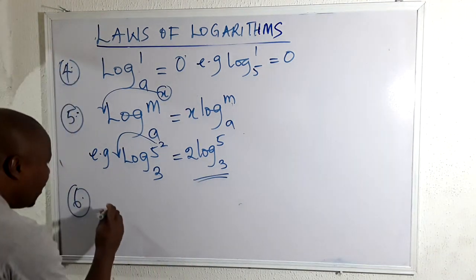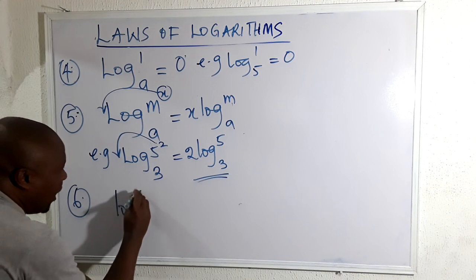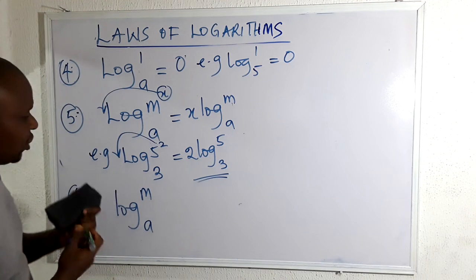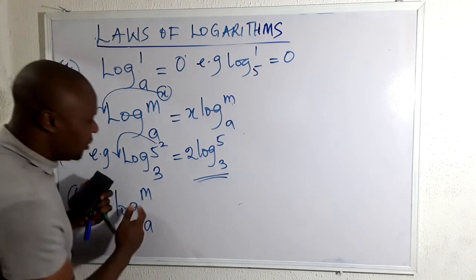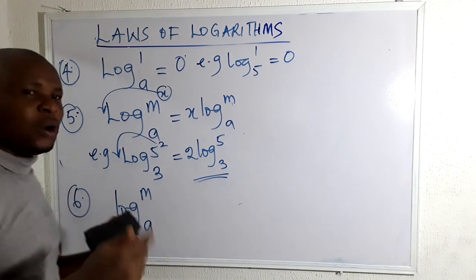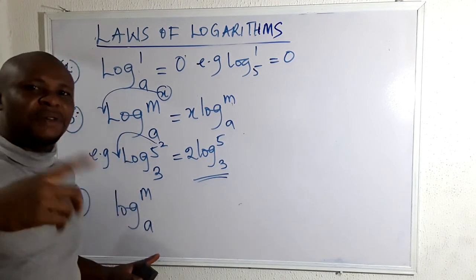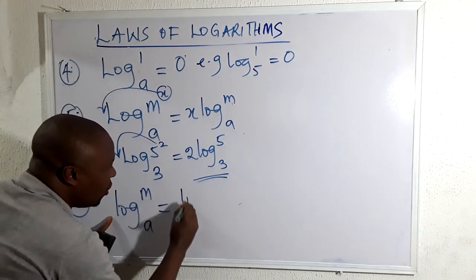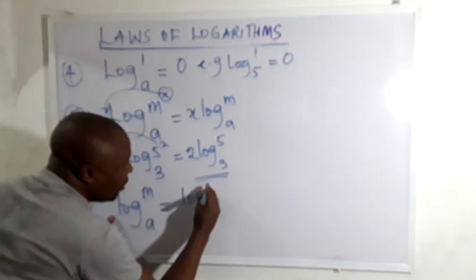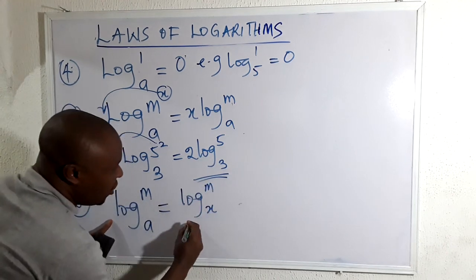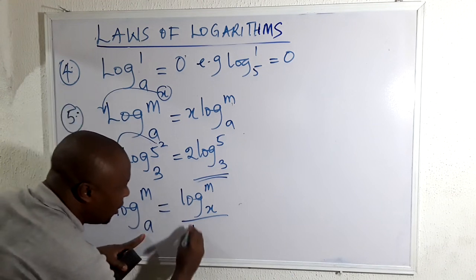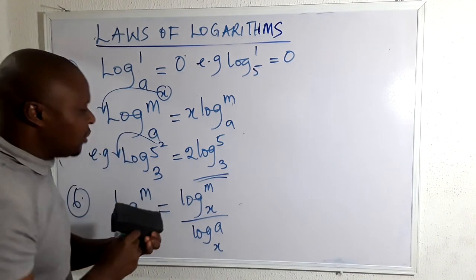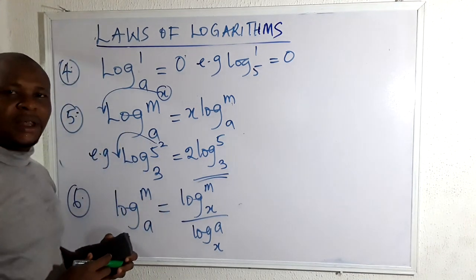Now if we have log of m to base a, for instance, you can change the base. Let's assume we want to change this base a to any given base x. All we do is to say this is equal to the log of m to that new base x over the log of a to that new base x. By so doing, we have changed the base.